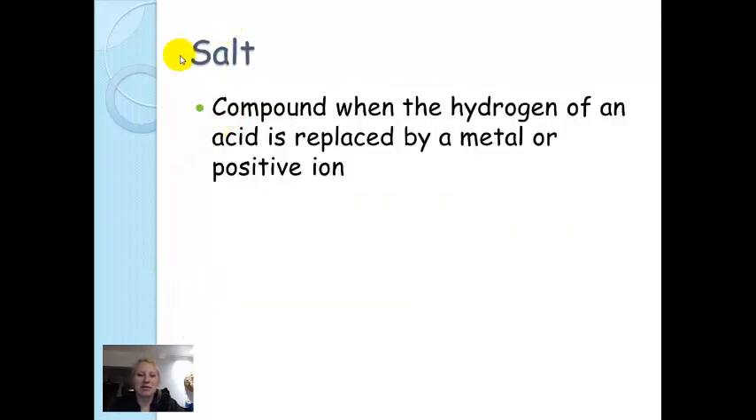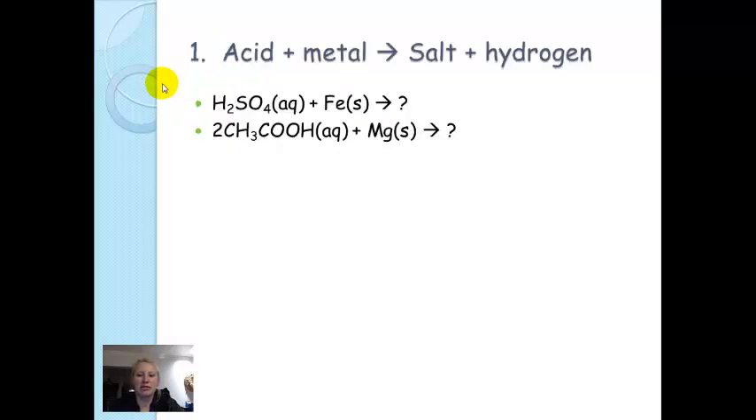In acid-base chemistry, a salt is a compound formed when the hydrogen of an acid is replaced by a metal or a positive ion. So the first really important type of reaction is when an acid reacts with metal to form a salt plus hydrogen. So think about these reactions and think about what might form as products.